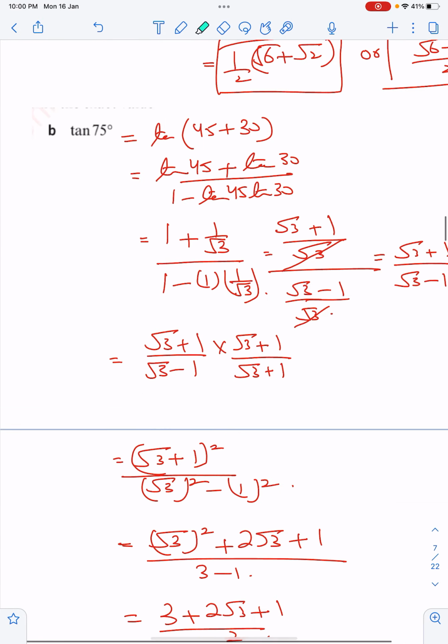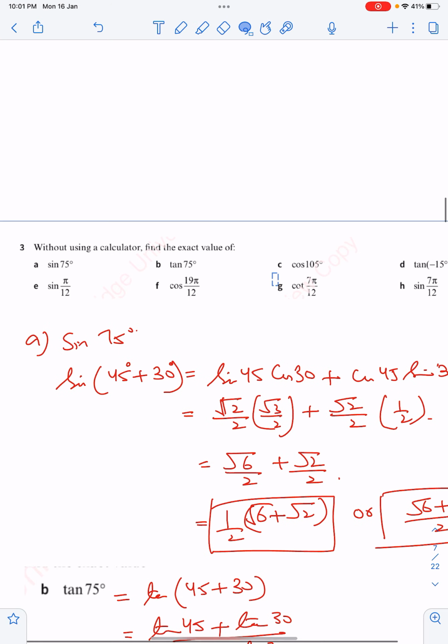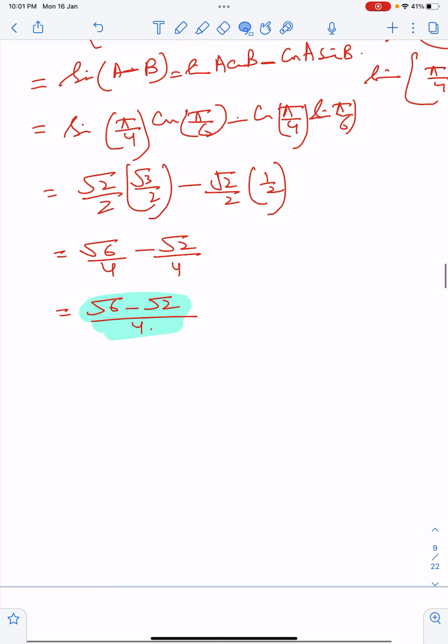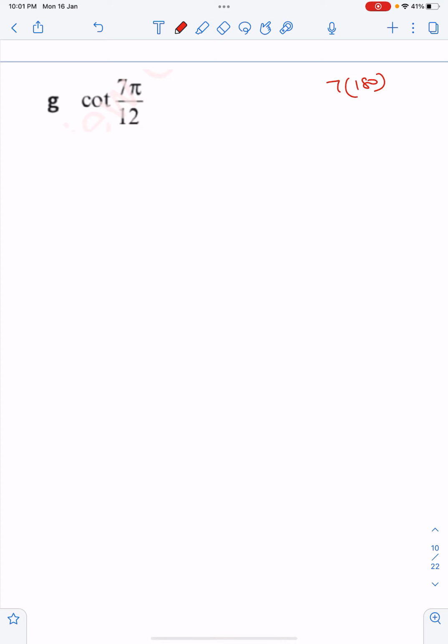Okay. Likewise, you can do the rest of the questions. I am doing the G part: cot of 7 pi by 12. First of all, I am going to change it into its equivalent. Pi is equal to 180 divided by 12. 12 1 times, 12 15 times. 15 7 times I know is 105.